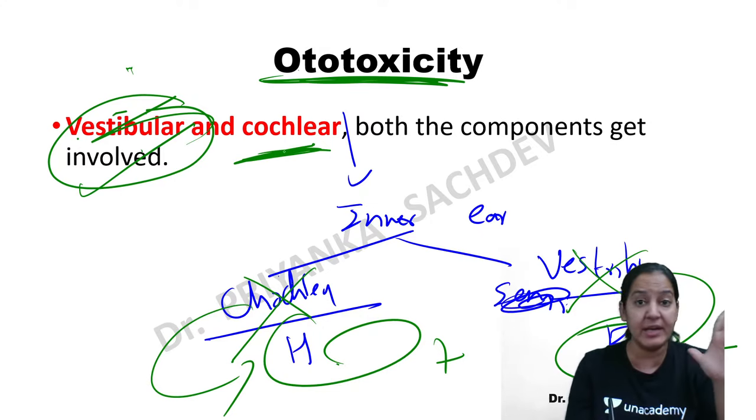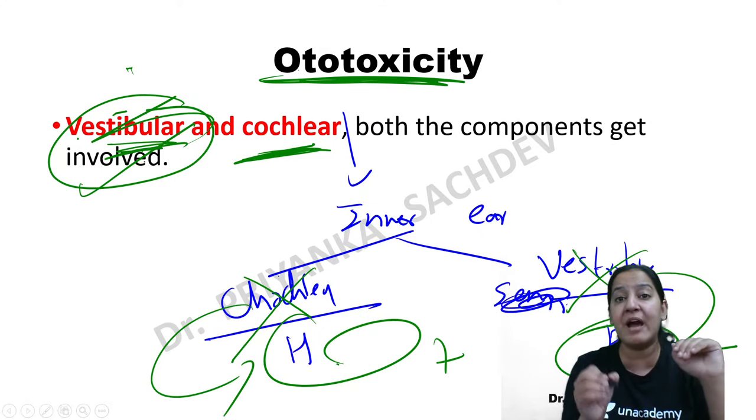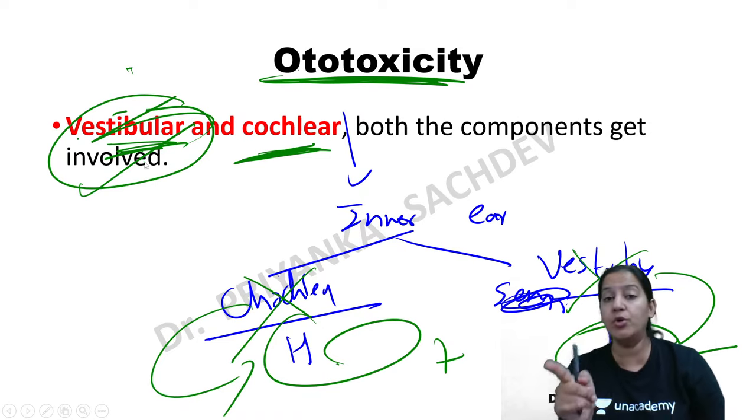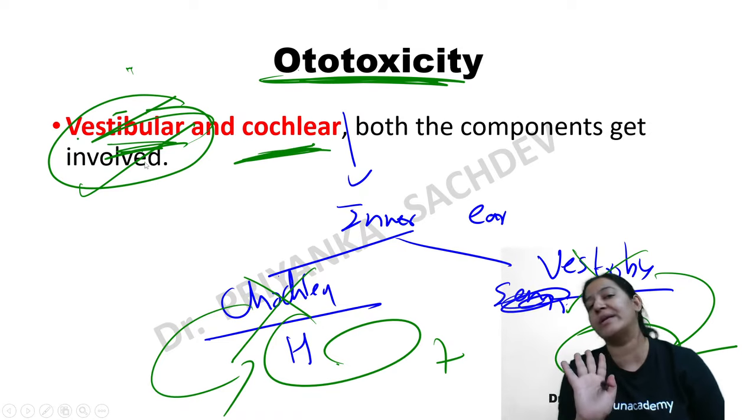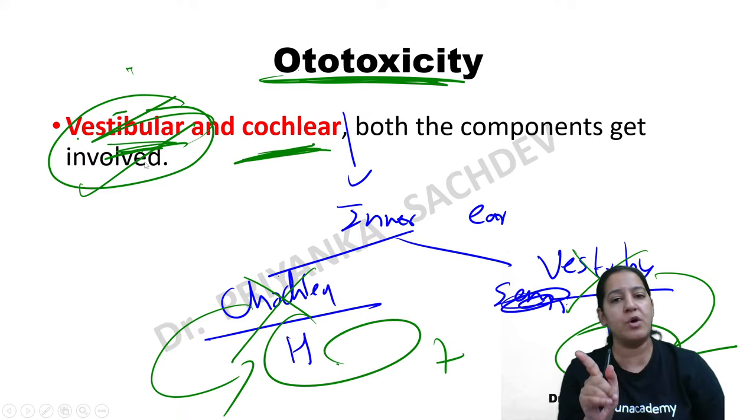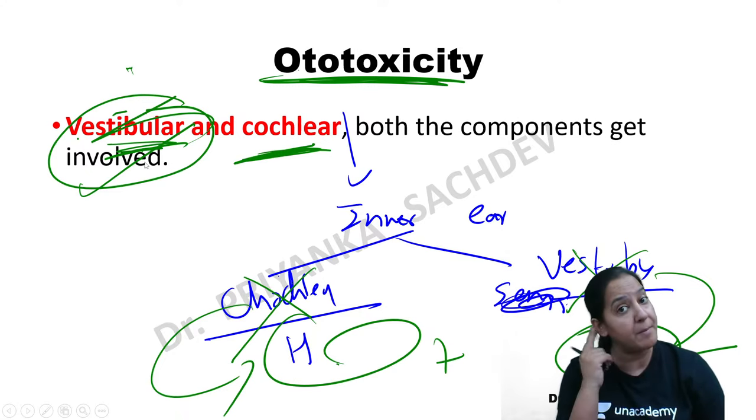Once you stop the drug, it is irreversible. Vestibular damage is reversible, but deafness is forever. A patient will sue you. The patient will take you to court if you make this mistake. So don't give an overdose of the aminoglycoside. They can cause permanent deafness.